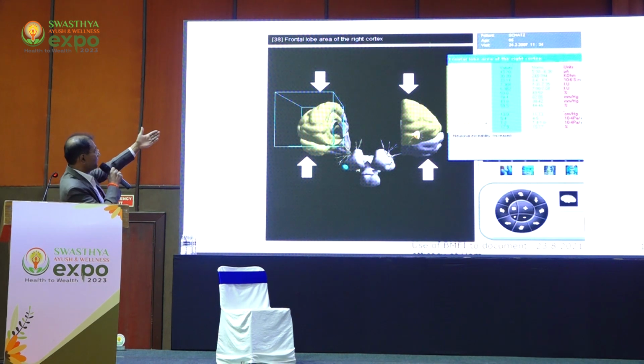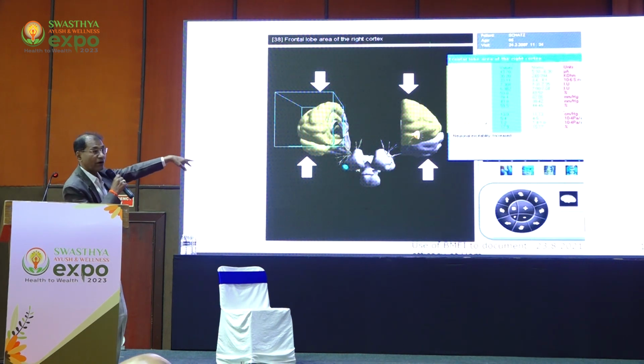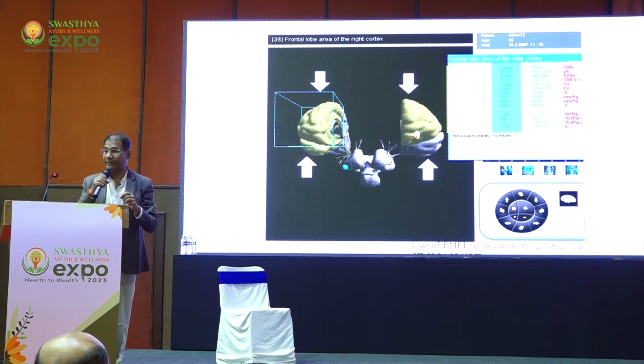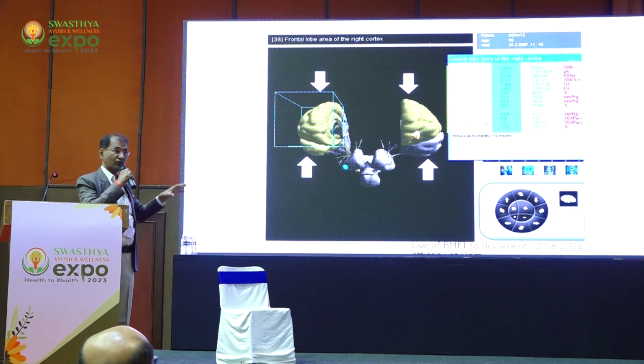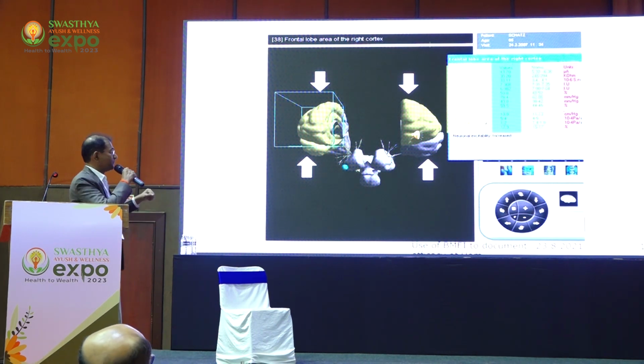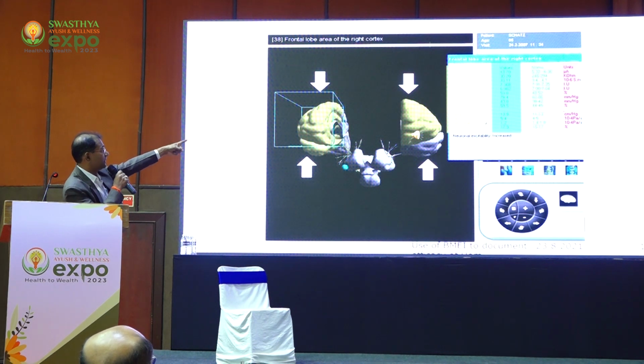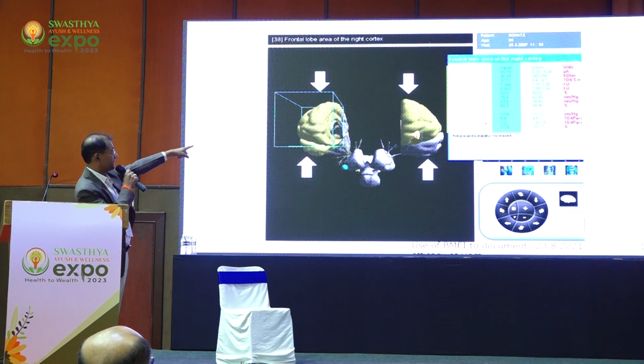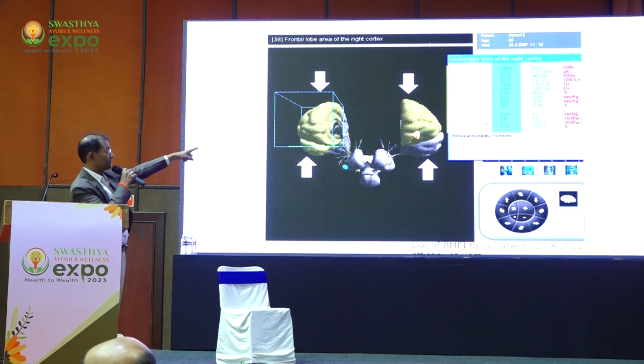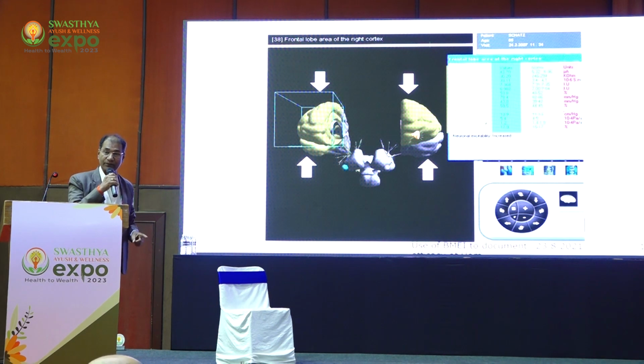The frontal lobe of the body, these are the almost 58 parameters we can read from this instrument. So that will tell interstitial resistance, then pH of the interstitial part, then carbon dioxide of the interstitial part of the brain, ATP of the brain, then microcirculation, blood pressure of the brain, everything it will give you.